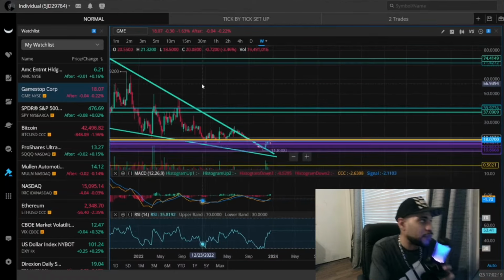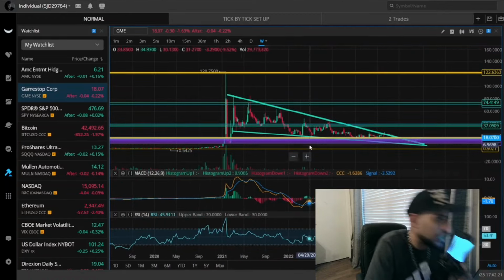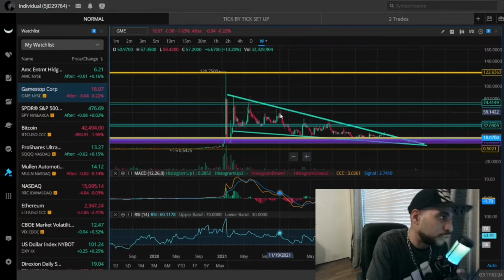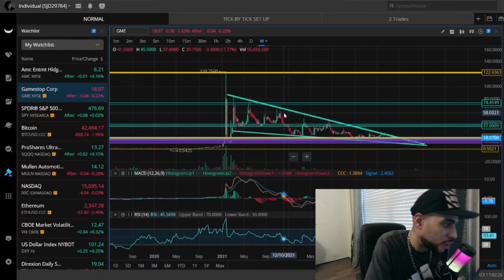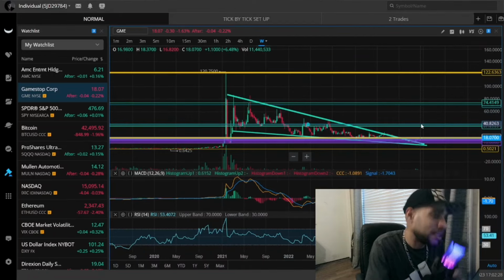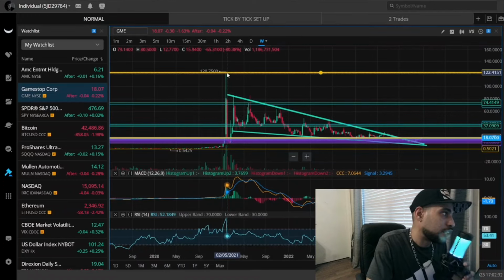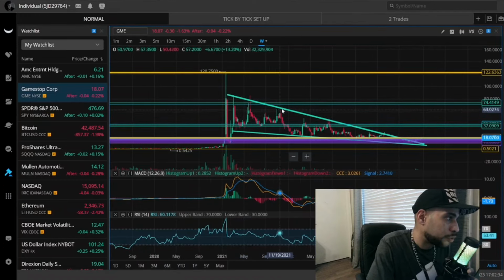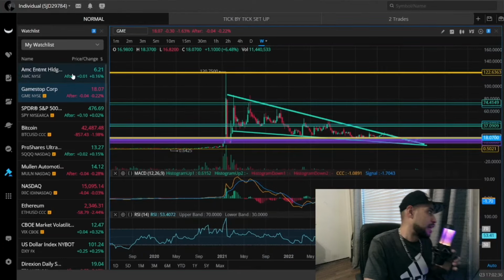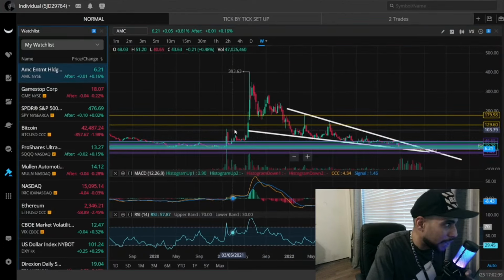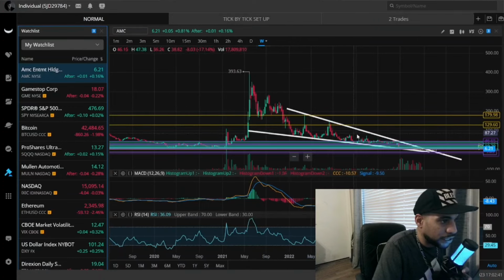People say that we've been in a downtrend for 2 to 3 years, but that is not true. The downtrend actually started here in about 2021, so it has been about 2 years. But you have to remember that the downtrend did not start here. This was actually an uptrend that led into a downtrend. And same thing for AMC. We had this uptrend here that then eventually led into a downtrend.